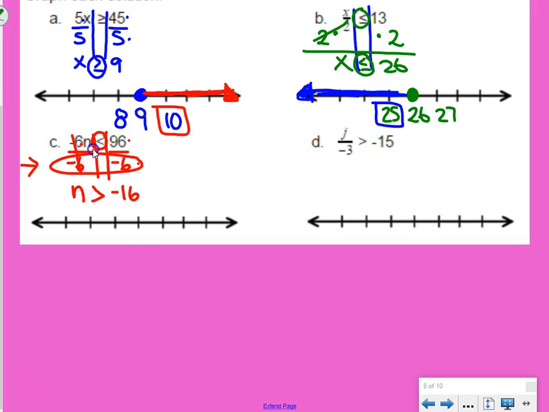Graphing this, we want negative 16 in the middle, a number bigger on the right, number smaller on the left. Greater than, there's no equal to, so we do an open circle. And we shade in the direction that's greater than. Negative 15 is greater than negative 16. So we're going to shade in this direction.